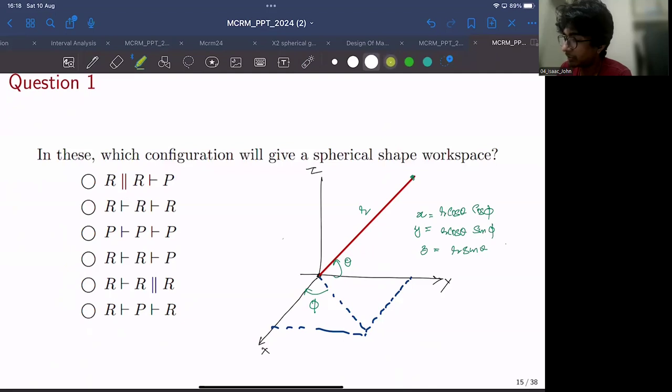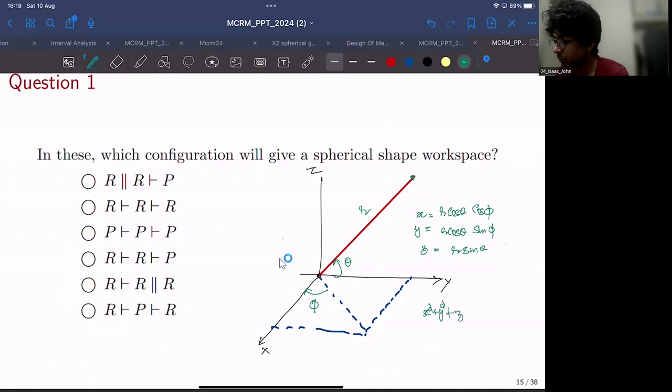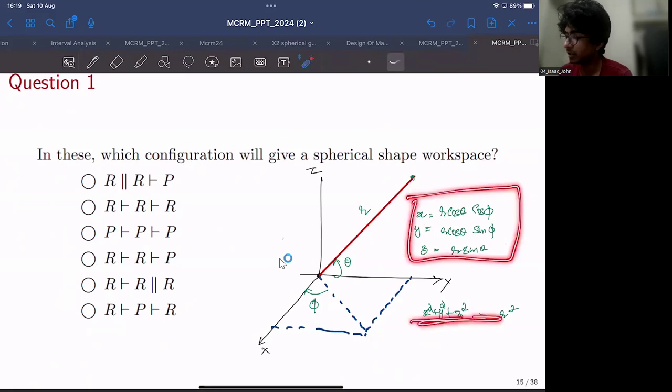The z component will only depend on the elevation, theta. So if you simply rotate it about the x-axis, it would still remain the same z. The thing is, if you square and add everything, x square plus y square plus z square, this would give you r square, right? If you combine all these three equations, you will get this r square.